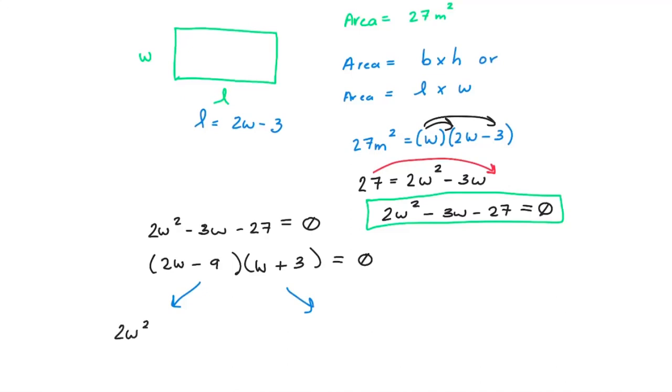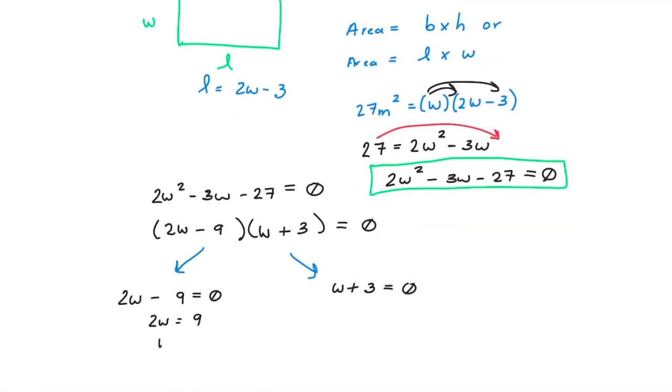So 2W minus 9 equals 0, and here W plus 3 equals 0. So 2W equals 9, W equals 9 divided by 2, W equals 4.5. And here, W equals negative 3.